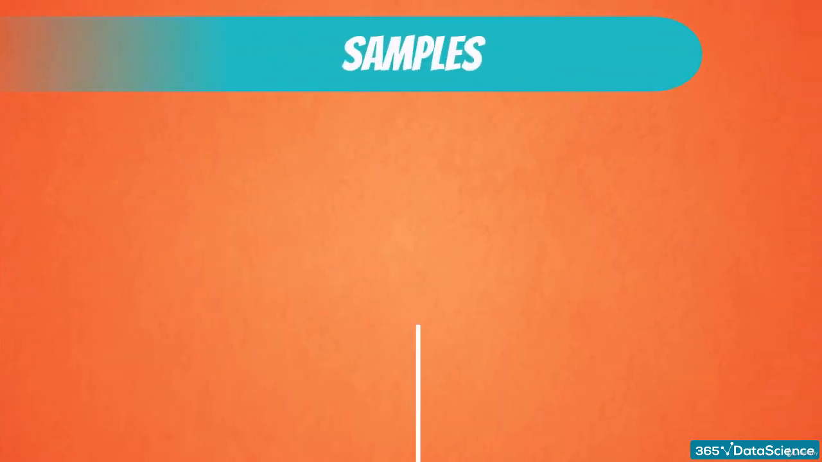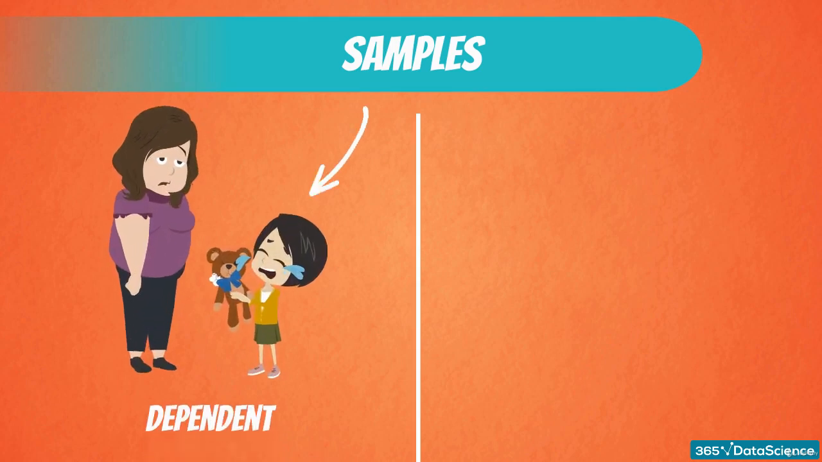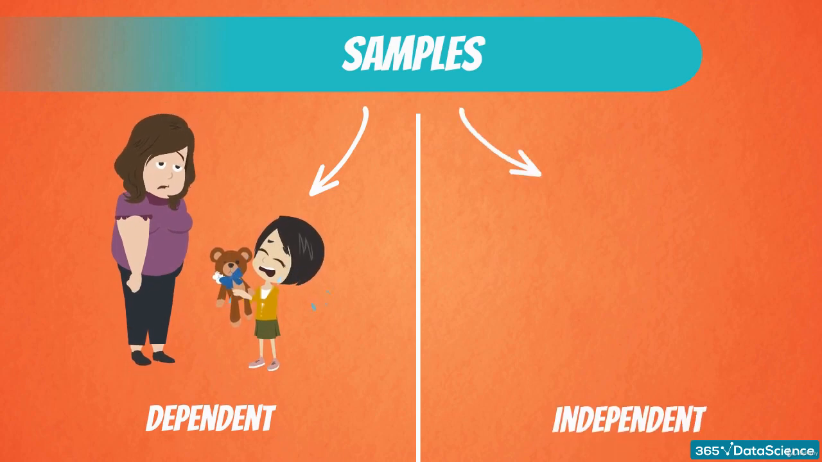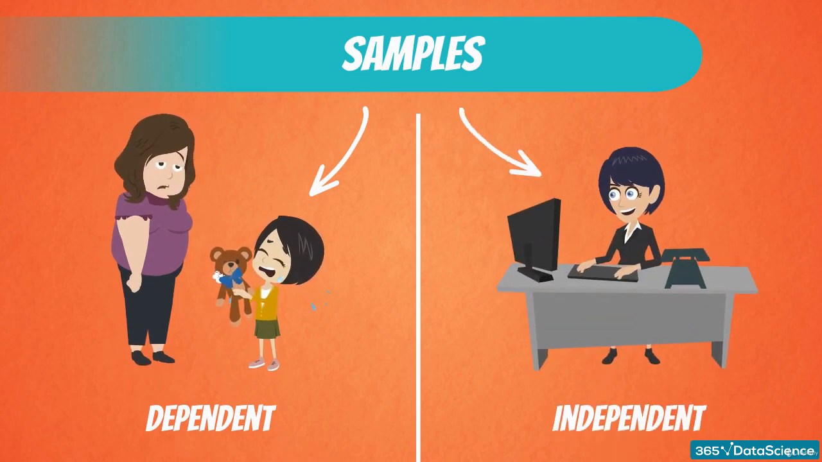A few important distinctions need to be made before we dive into this topic. In some cases, the samples that we have taken from the two populations will be dependent on each other, and in others, they will be independent. Dependent samples are easier. You will experience this firsthand. Dependent samples can occur in several situations.